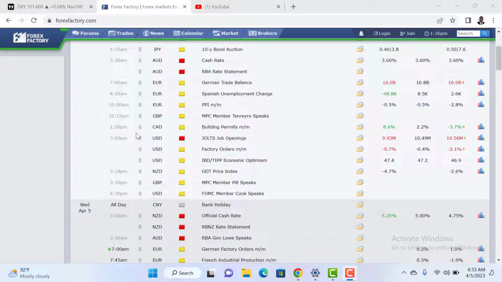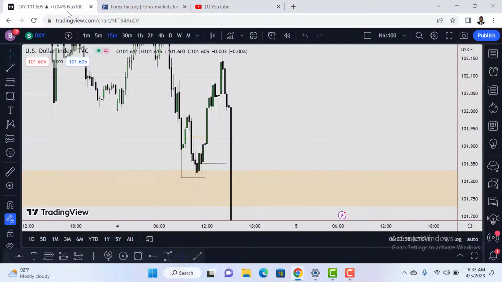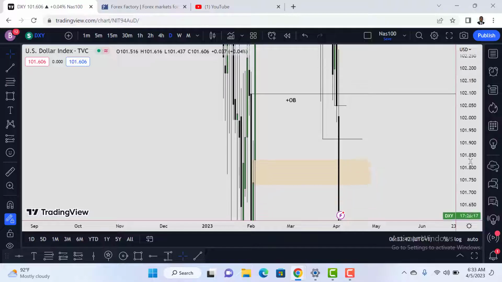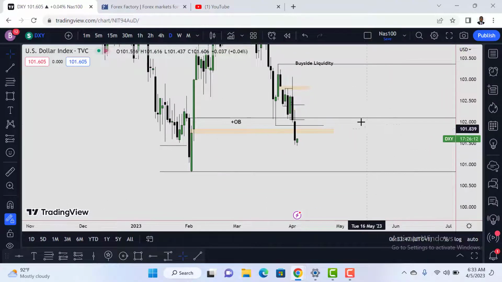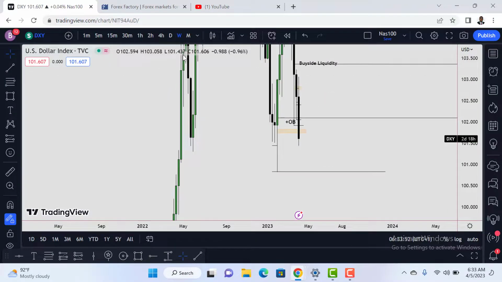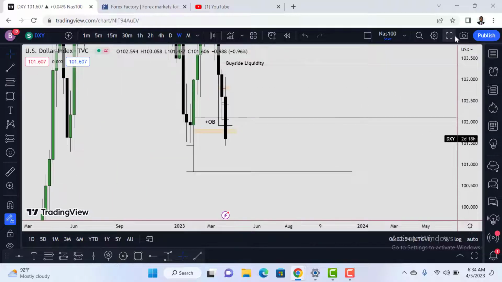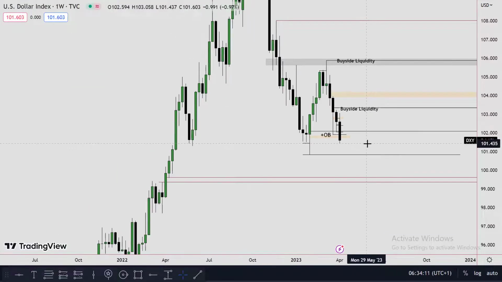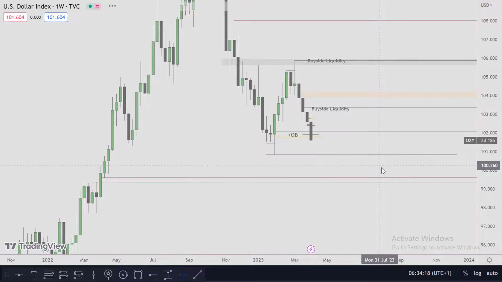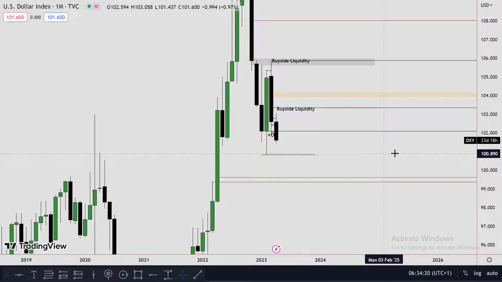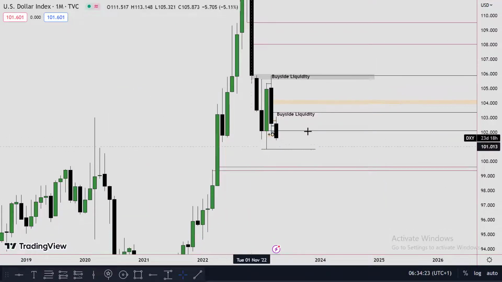Then the next thing we should do is go to the dollar index chart and identify what institutional order flow is saying, especially on the higher time frames, which are monthly, weekly and daily. This is our weekly time frame chart of the dollar index. If you go to the monthly, you might have more details on what this is. So this is the monthly time frame.